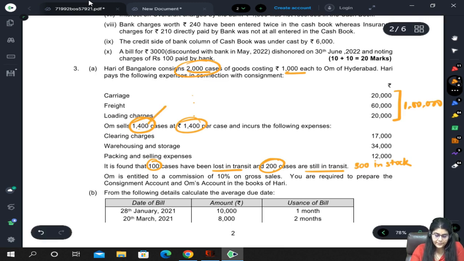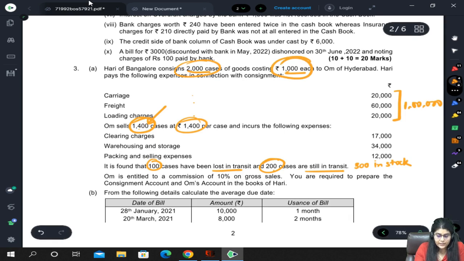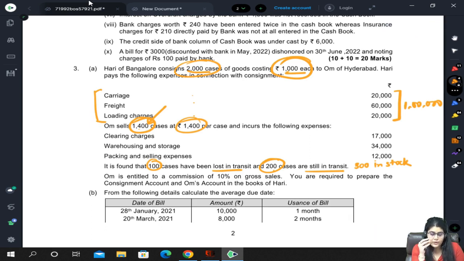For these 1,400, we will assign the entire cost. For the 100 cases that have been lost in transit, we know that we have to assign this cost of 1,000 and we have to add to this 1,000 the amount which has to be apportioned from these charges incurred by Hari. Why? Because these charges have already been incurred before the goods were lost. The charges after the goods have reached Om are not of any relevance in this case. Then this 200 cases which are still in transit, they will also be apportioned the same amount because they are still in transit. So these expenses are yet to be incurred for those cases.